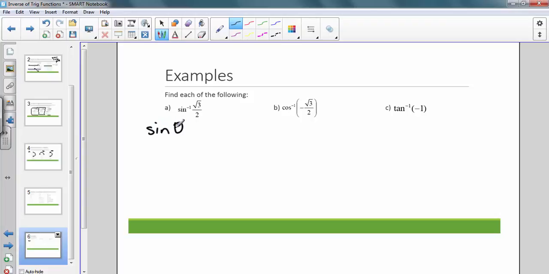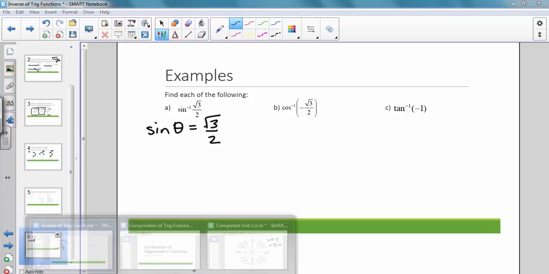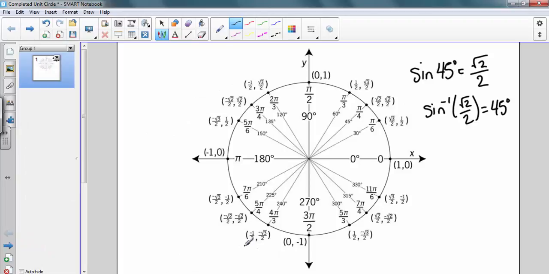Again, we're looking for what angle gives us root 3 over 2. If I look at my completed unit circle, remember that sine is our y value. So I'm looking for y values that are root 3 over 2. Here is a y value of root 3 over 2, and here is a y value of root 3 over 2. So that would be pi over 3 and 2 pi over 3.